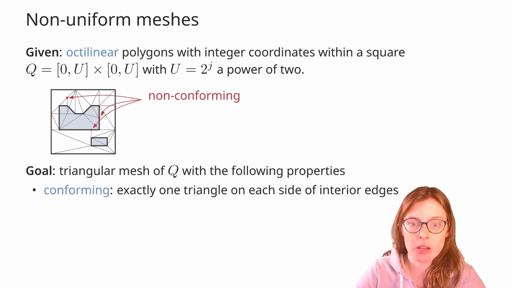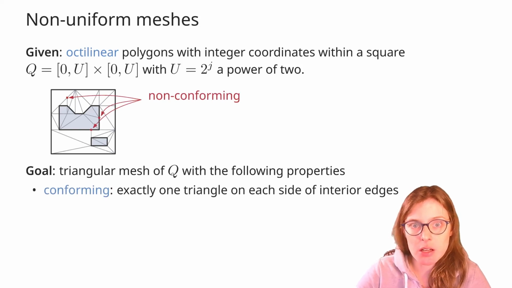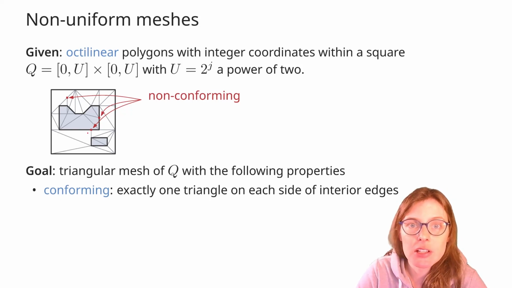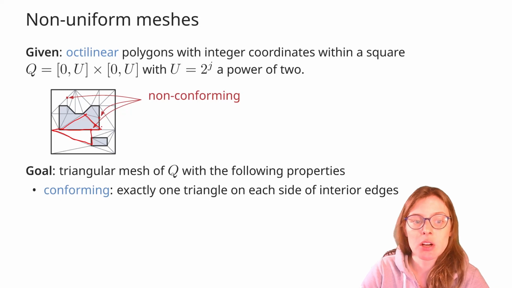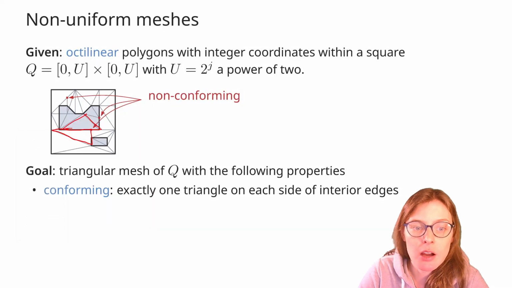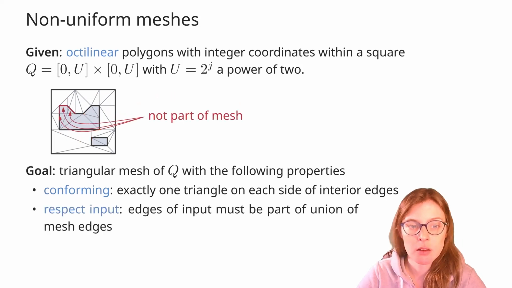First, the mesh should be conforming. Any two adjacent triangles need to share the whole edge between them. The example in the figure is a non-conforming mesh because, for example, this triangle and its adjacent triangle on top do not share the whole edge between them. They are only sharing part of their side. Secondly, the mesh should respect the input. That means that the edges of the triangles that we get should not intersect the edges of the polygons.